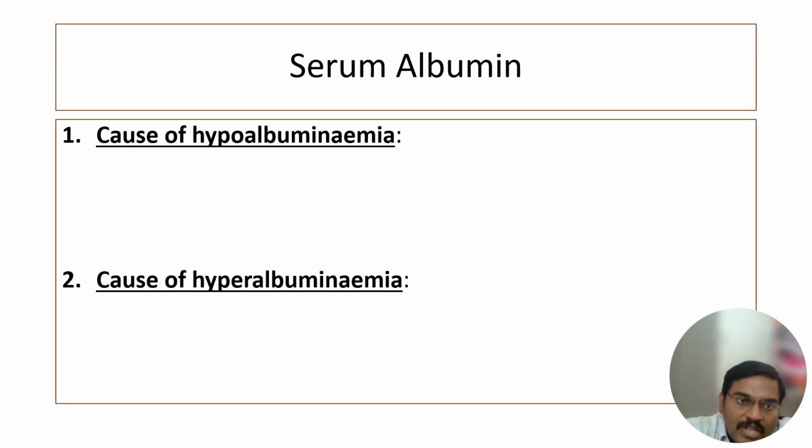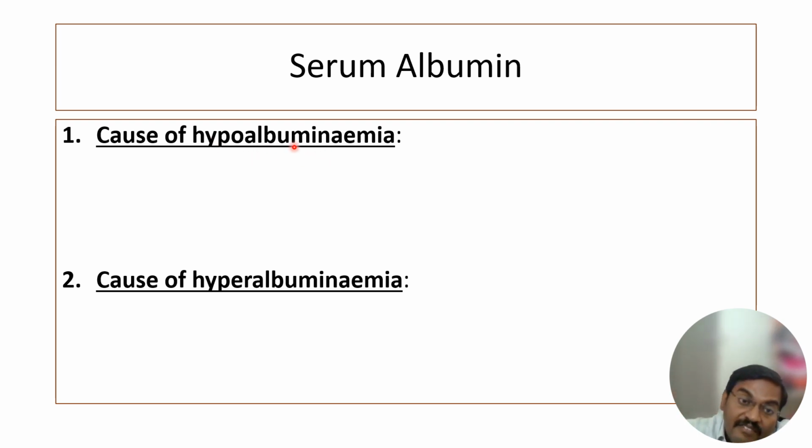So next, coming to the conditions which will result in reduced albumin level in the blood and increased albumin level in the blood. How to remember this? It's very simple. I told you albumin is produced from which organ? Liver. And albumin is going to circulate in the blood, and normally it will not get excreted in the kidney. Now when there is a liver damage, what will happen to the albumin production? It will be reduced. So that is one of the causes of hypoalbuminemia.